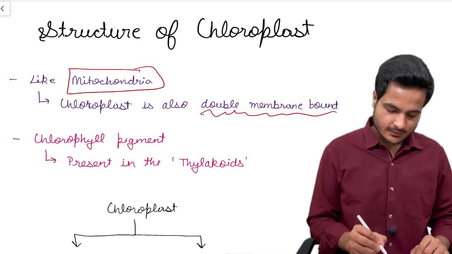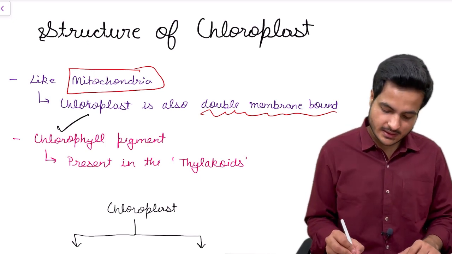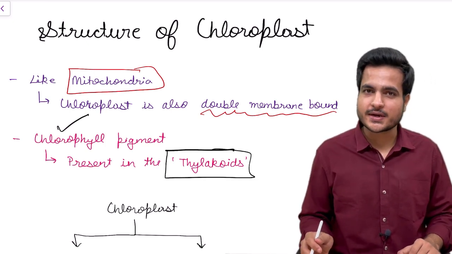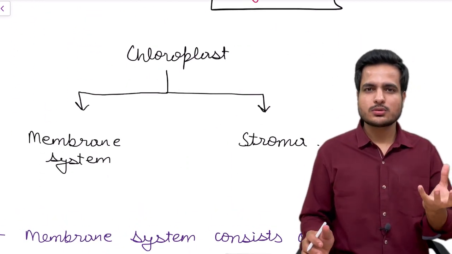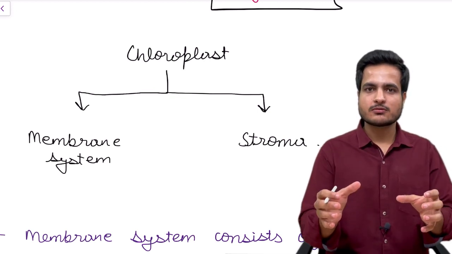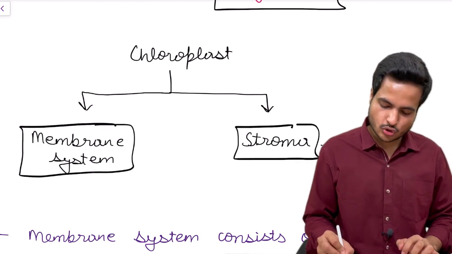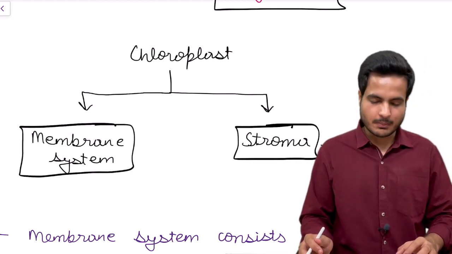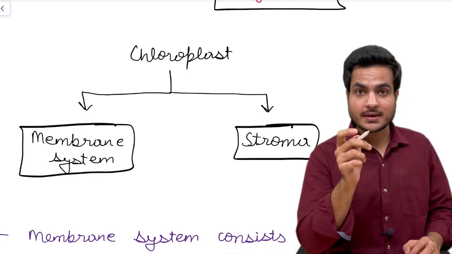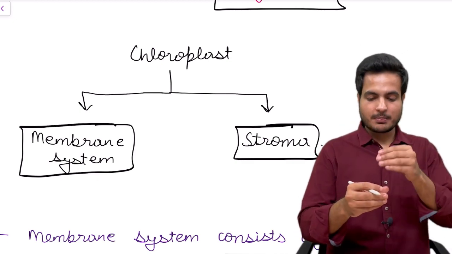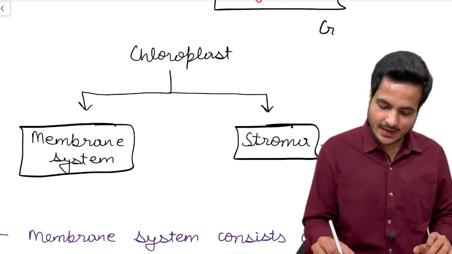Now let's see where the star of our discussion, chlorophyll, is present. Chlorophyll pigment is present in the thylakoids. Now what is this thylakoid? Actually, chloroplast as an organelle has two important structures, or say pillars, which are supporting its roof. One is the membrane system and the other one is the stroma. The membrane system is made up of coin-like structures which are called thylakoids. They are themselves membrane bound. When these coins are placed one on the other, they form a stack of coins which is called grana.